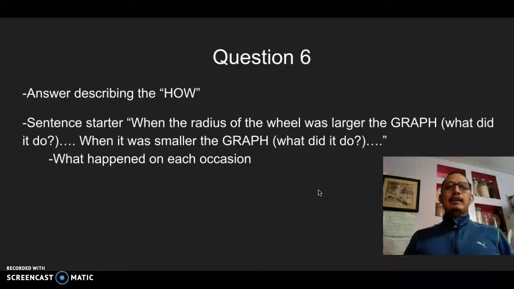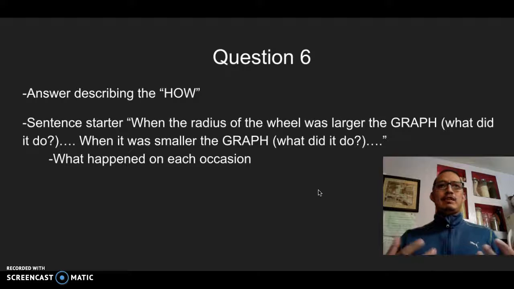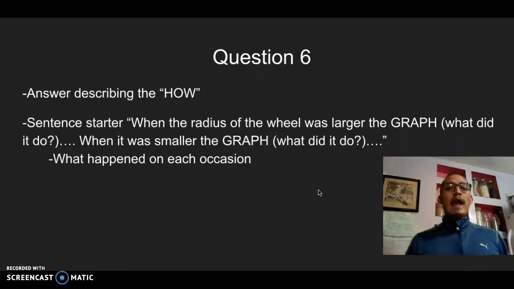As a sentence starter, I wrote this. This is something that I would have liked to see, and I would still like to see. You can modify it, change it, use the same if you need to. When the radius of the wheel was larger, the graph, and tell me what it did. When it was smaller, the graph, tell me what it did. And I need to know what happened on each occasion.